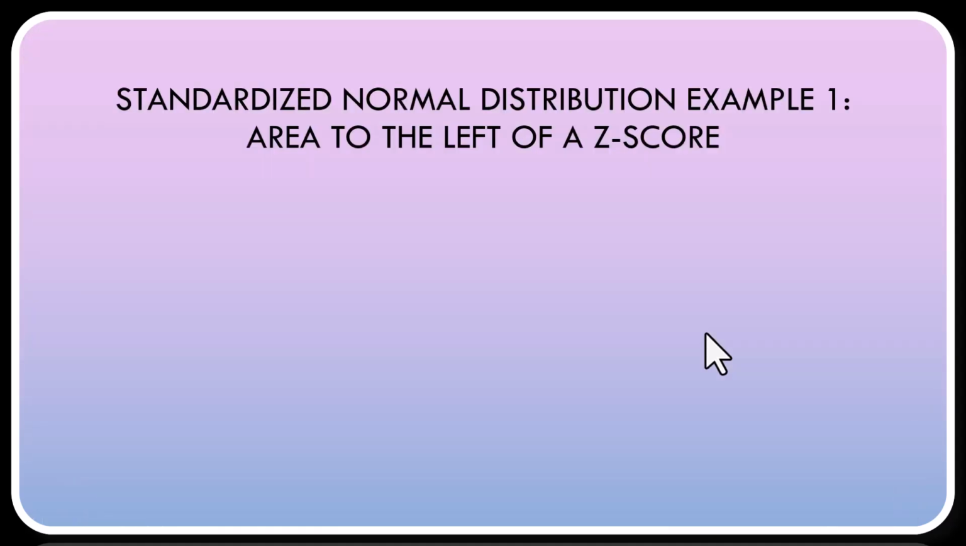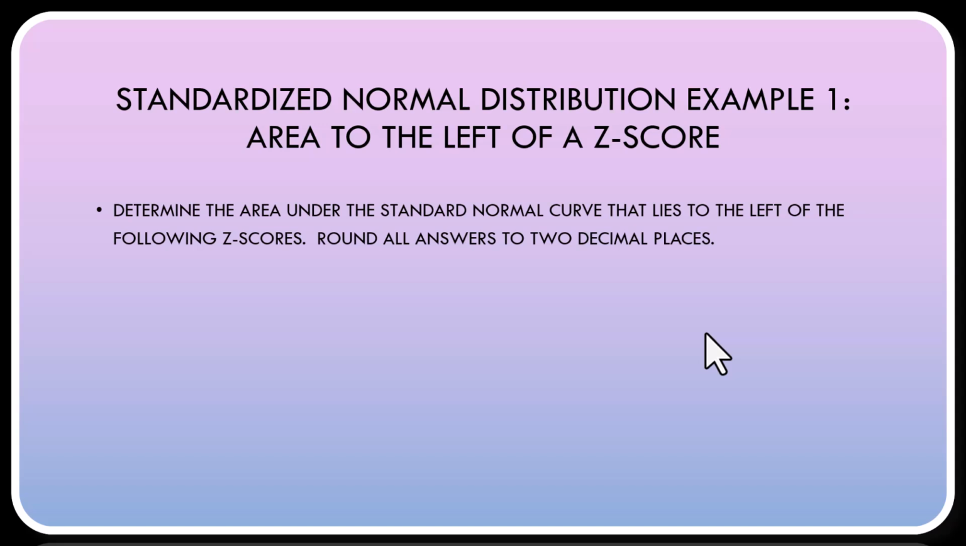Standardized normal distribution example 1, area to the left of a z-score. Determine the area under the standard normal curve that lies to the left of the following z-scores. Round all answers to 2 decimal places. So notice we have 1, 2, 3 examples. So let's go ahead and go back to RGuroo and start practicing.